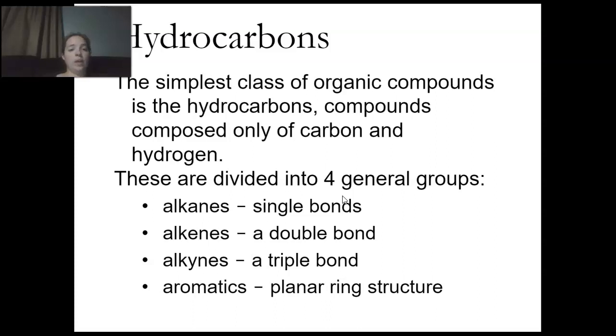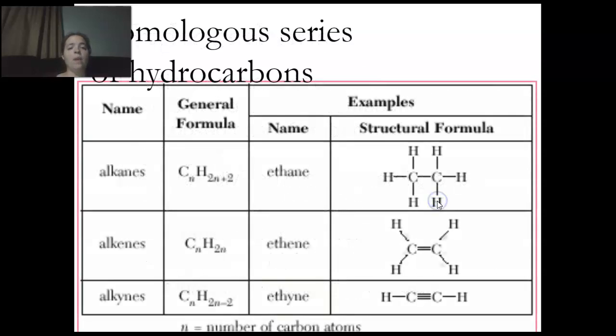The simplest class of organic compounds is hydrocarbons, compounds composed of carbons and hydrogens only. We're not adding any chlorines, fluorines, any of that. These are divided into 4 general groups: alkanes, alkenes, alkynes, aromatics. We're not really going to look at aromatics, so don't worry too much about them. But again, you can find these in the reference table, table Q. It shows you the general formula, which is great to help you figure out if something is saturated versus unsaturated. We'll get to that in a second.